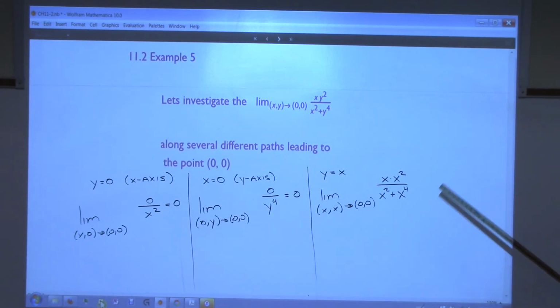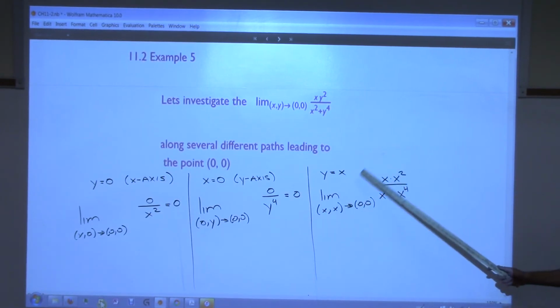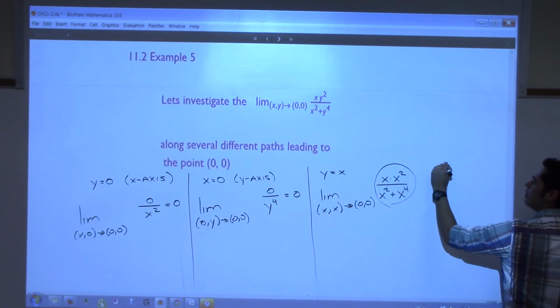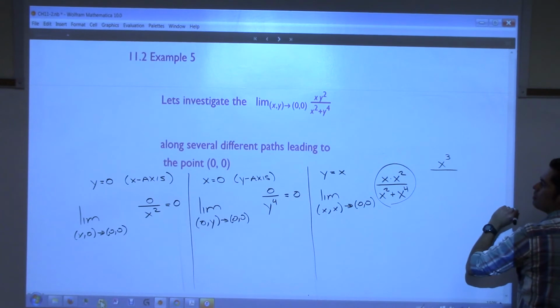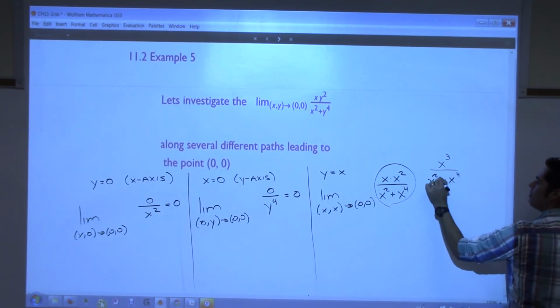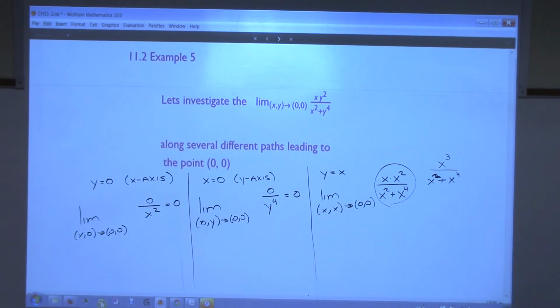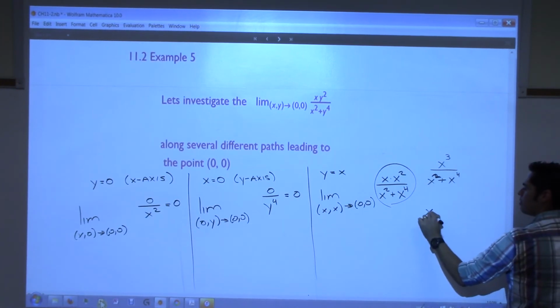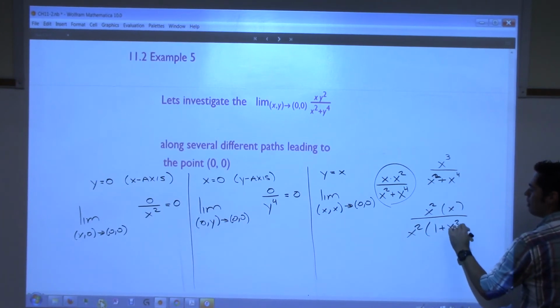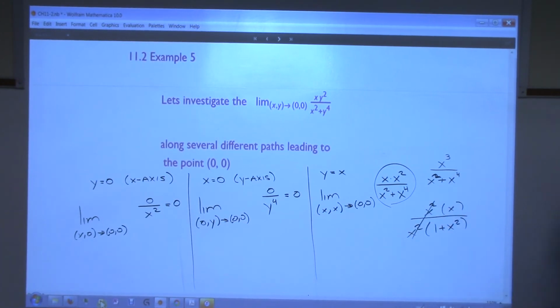Anybody get this? How many of you got to this one, tried y equals x? What happens? What do you get? 1 out of 1. What does it turn into? This algebraically is really just what? X cubed over x squared plus x to the fourth, right? What can you do with this? You factor out an x squared. So you'll get x squared on top factored out. On the bottom, factor out x squared. You get 1 plus x squared, right? Cancel those out.